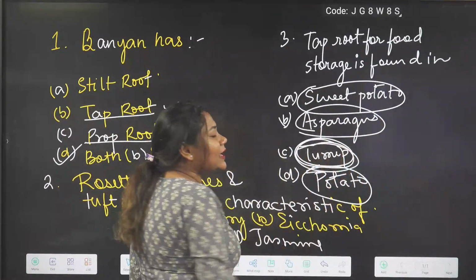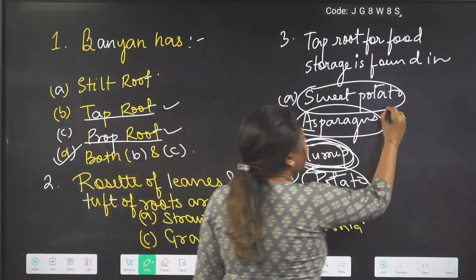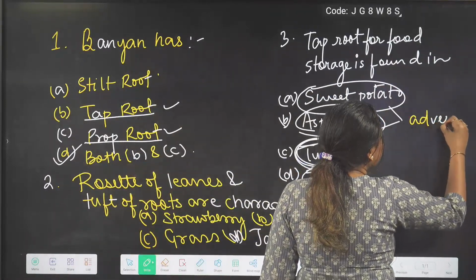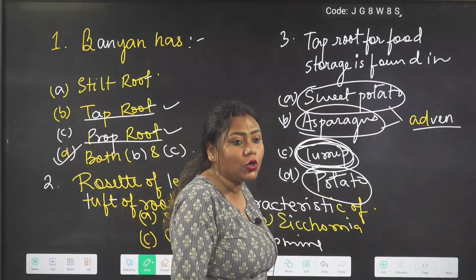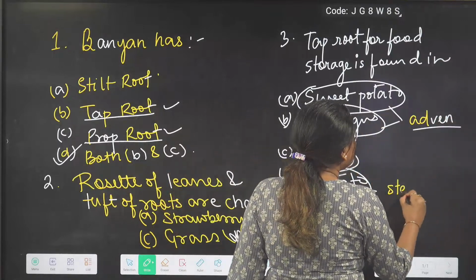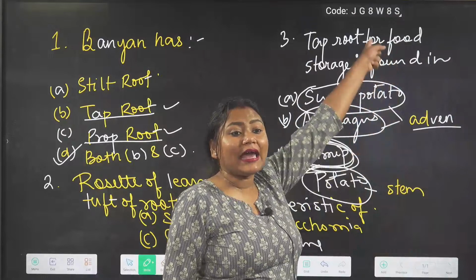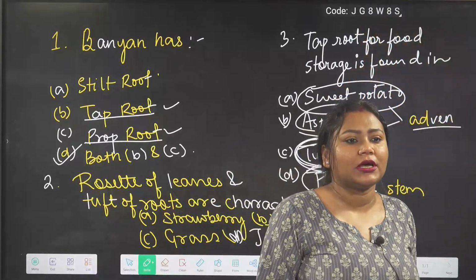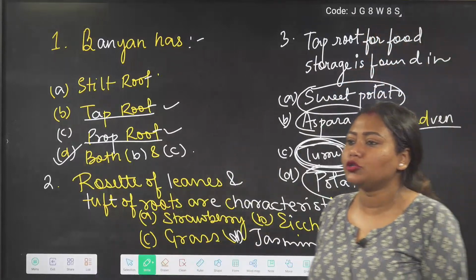Answer is your turnip and beetroot. Sweet potato and asparagus are modifications of adventitious root. Potato is a modification of stem. I have mentioned taproot.